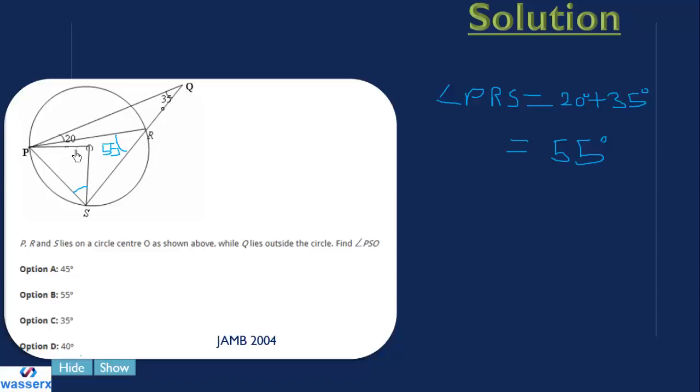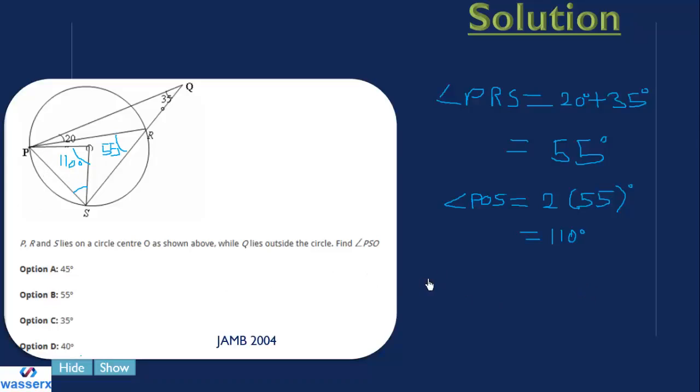Now we know that this angle is at the center of the circle, so it's going to be twice the one on the circumference. So angle POS is equal to 2 times 55 degrees, and this is going to give us 110 degrees. So this angle over here is 110 degrees.